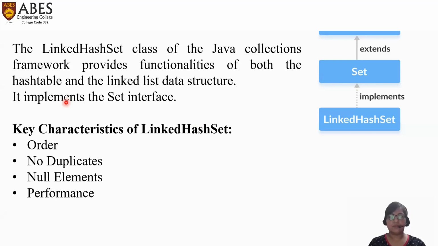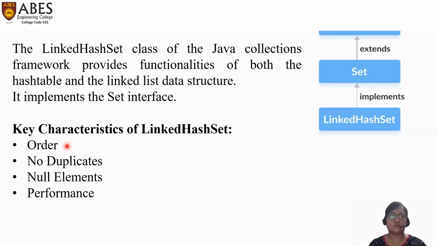LinkedHashSet implements the Set interface, and it maintains a linked list of the entries in the set in the order in which they were inserted. This means that when iterating through a LinkedHashSet, the elements will be returned in the order they were added. Let's discuss some key characteristics of LinkedHashSet.